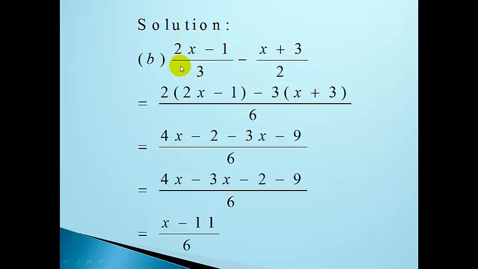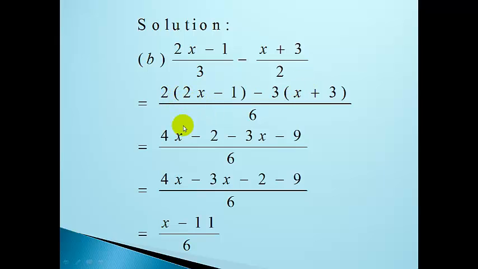Now solution. B, 2x minus 1 divided by 3 minus x plus 3 divided by 2. So we find the LCM. The LCM of 3 and 2 is 6. Now 3 goes into 6 2 times. So we multiply 2 by 2x minus 1, and that's what we have in the bracket. Minus 2 goes into 6 3 times. Then we multiply 3 by x plus 3.